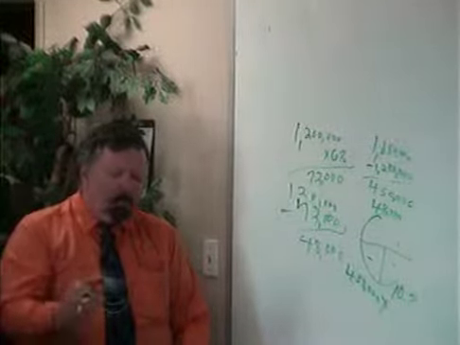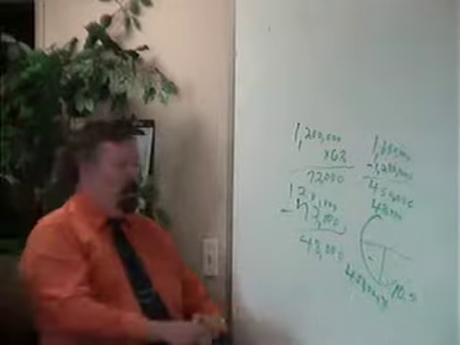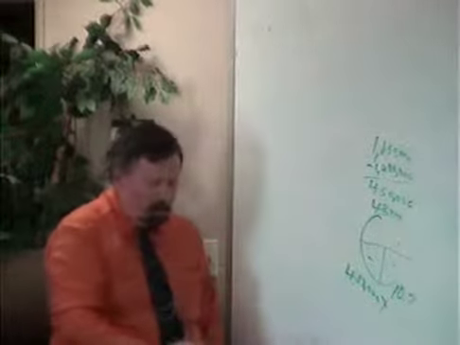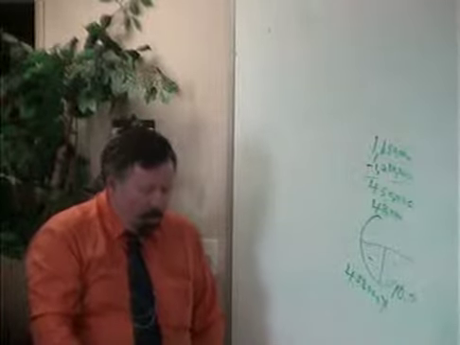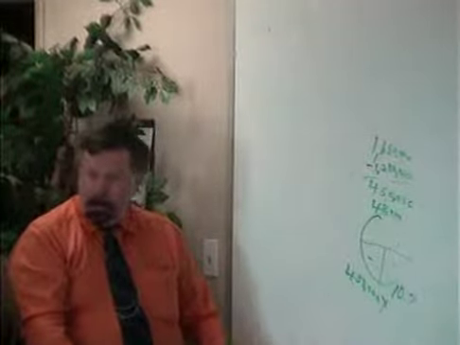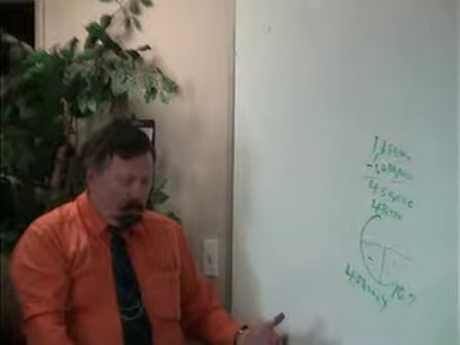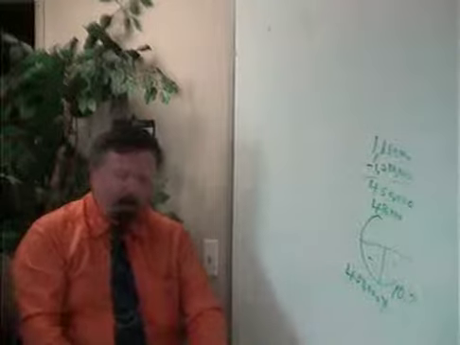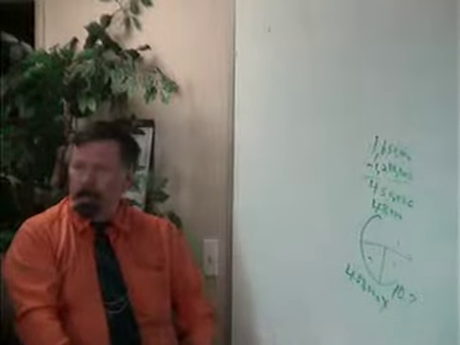So, 625,000, and then times 5% divided by 2. You could just take that 5% and divide that by 2. 2.5% of 625,000. That'll work.